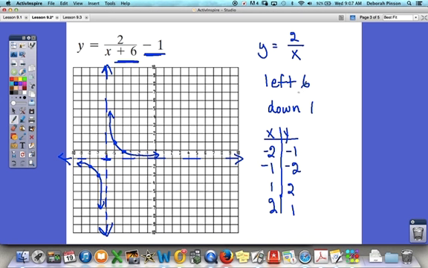Now, what you'll notice is on these, I kind of take care of moving it first, and then I can graph my parent function like my asymptotes are my x and my y. So it'll save you a little bit of time and a little bit of effort than actually moving everything after you've done the parent function.